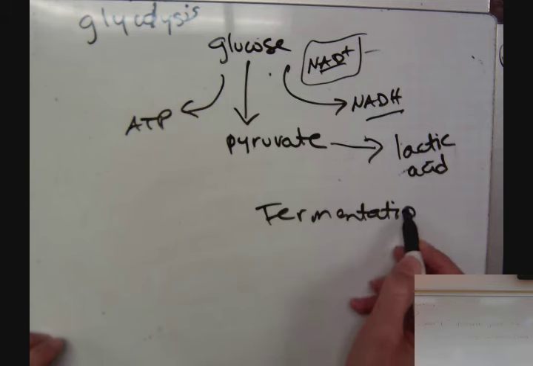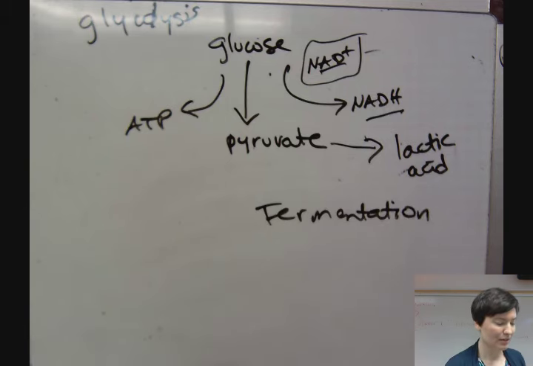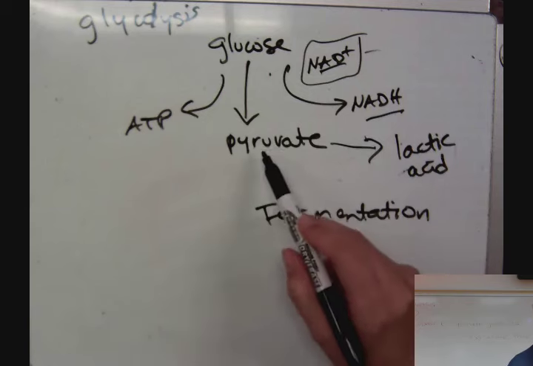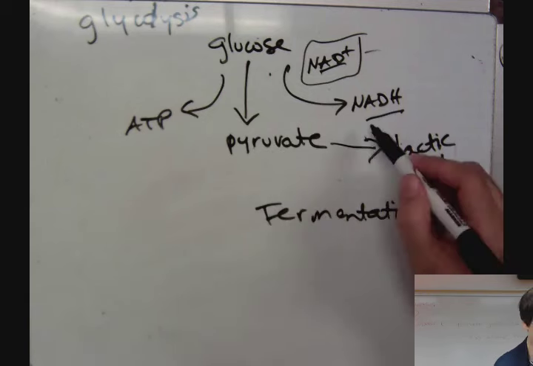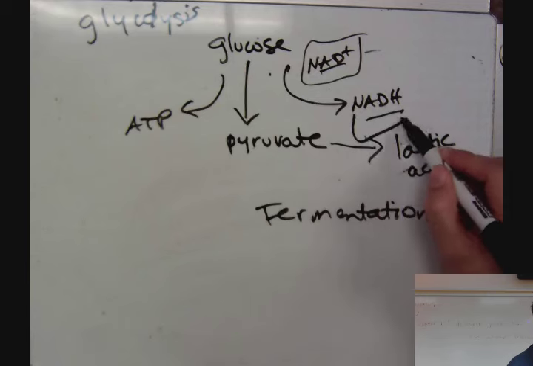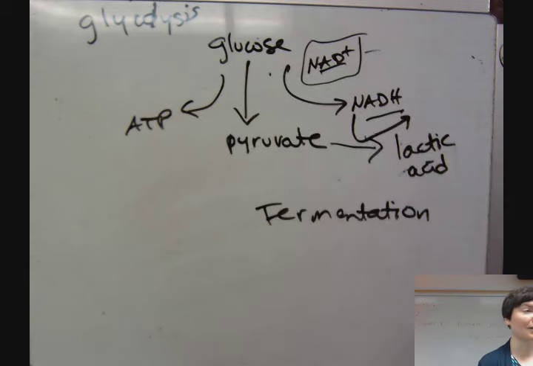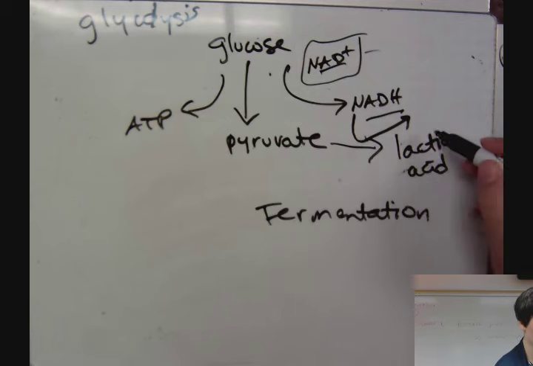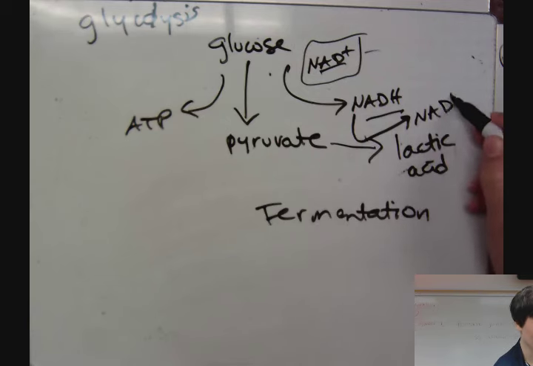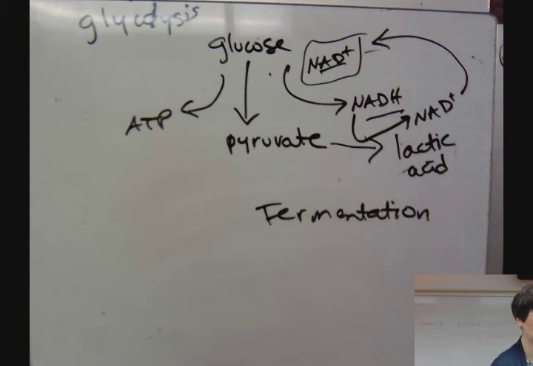fermentation. Fermentation is a way to deal with this NADH problem because what is happening as pyruvate is turned into lactic acid is basically that NADH is dropping its electrons off onto pyruvate, which turns it into lactic acid. That liberates NAD and it goes back to the start of glycolysis.